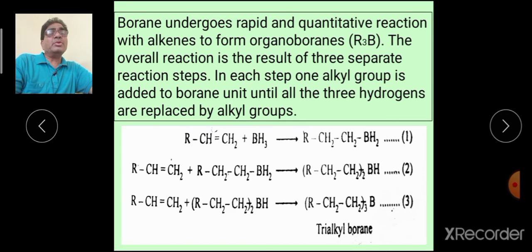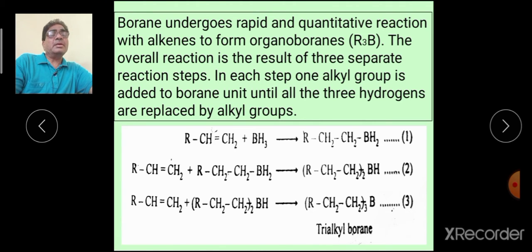Borane undergoes rapid and quantitative reaction with alkenes to form organoborane, that is R3B. The overall reaction is the result of 3 separate reaction steps. In each step, one alkyl group is added to borane unit until all the 3 hydrogens are replaced by alkyl group.